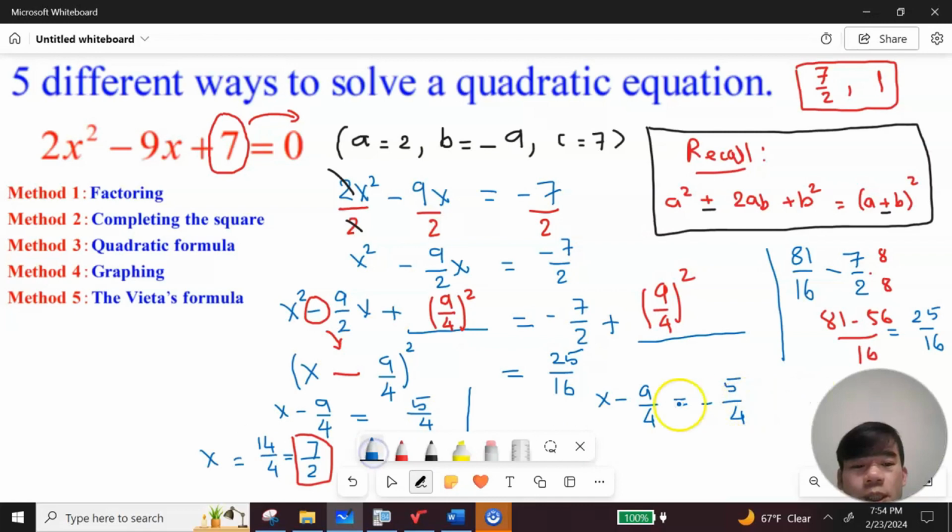Now the second one right here, I add 9 over 4 to both sides, so s equals 4 over 4. 4 over 4 equals 1. Alright, so I box this one. Now I check it right here. 1. That's right.